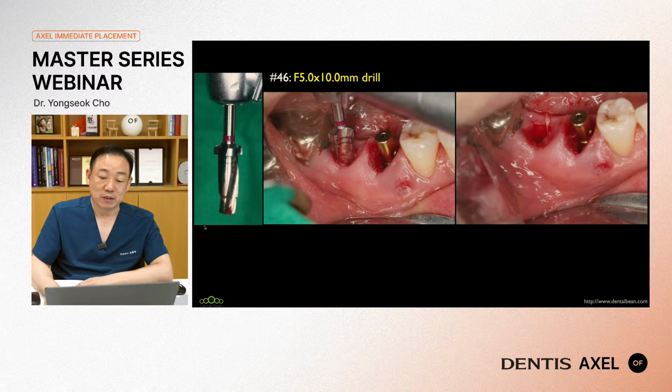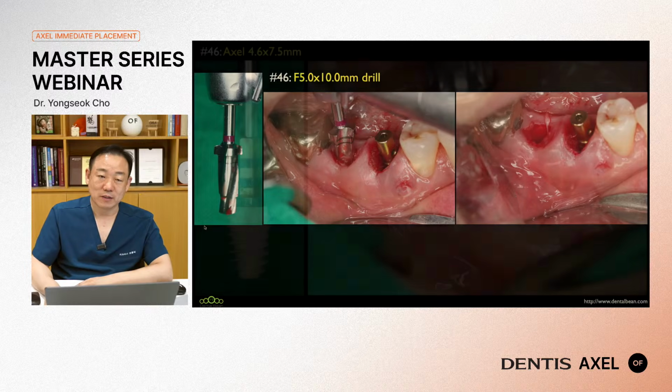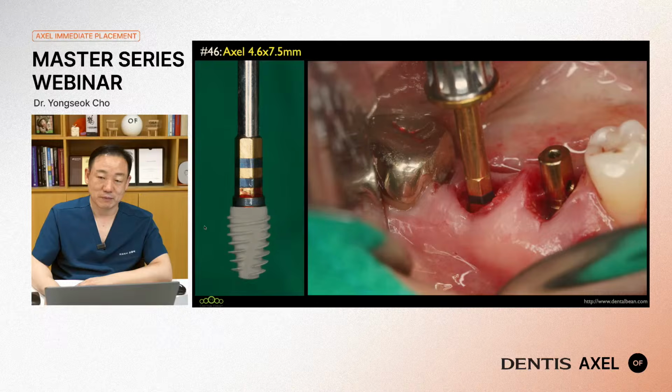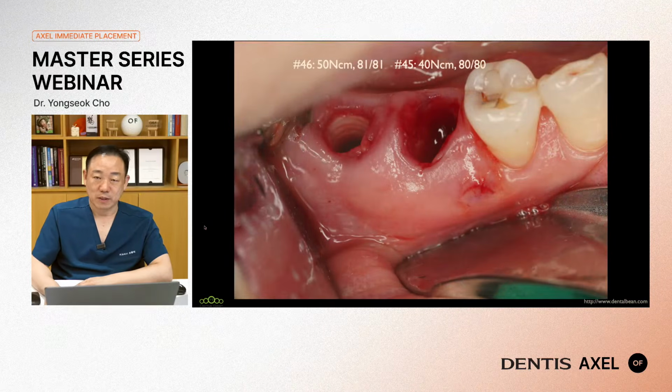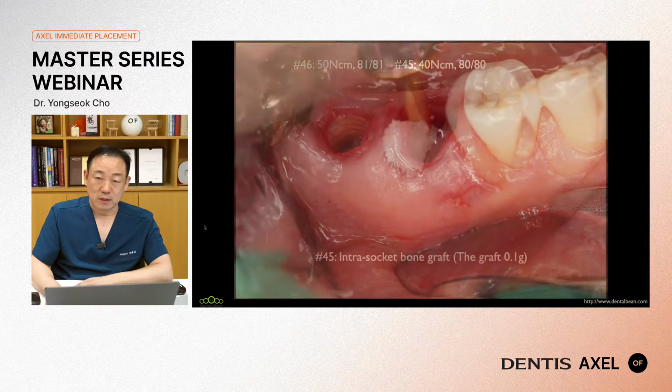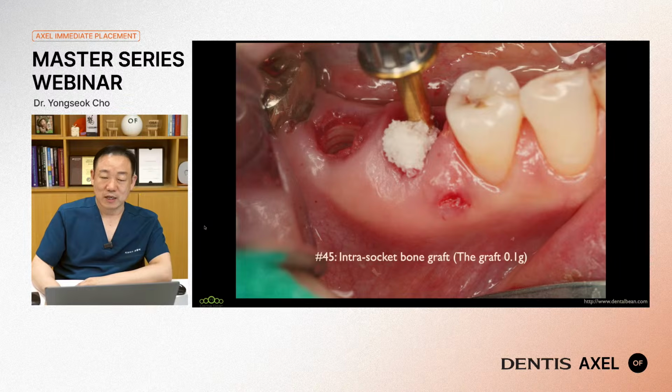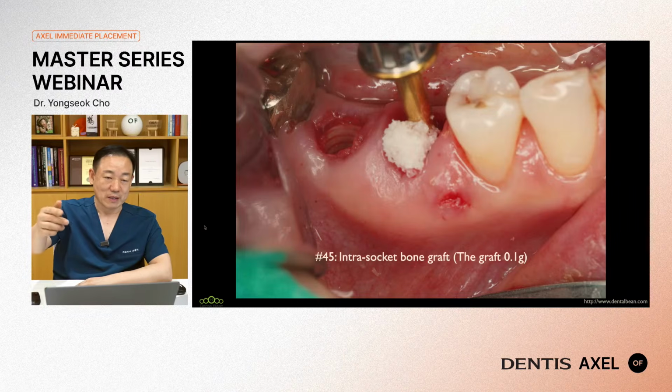Drill length 10 mm and implant length 7.5 mm. Okay, here, very strong primary stability I can get. Intrasocket bone graft was done at the premolar site, although this is not mandatory. Because of buccal bone loss, I tried this.